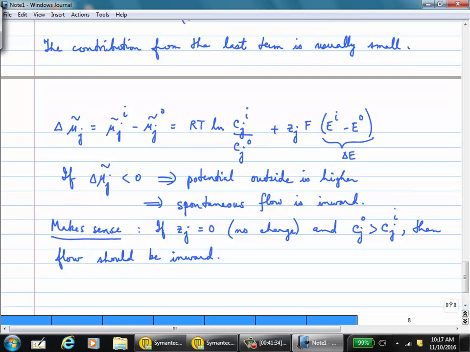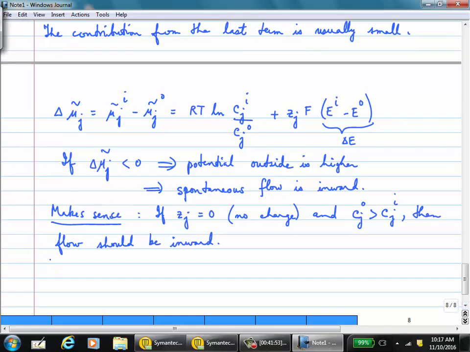Now suppose we actually have a charged molecule, and let's say the concentration outside is much higher than the concentration inside. But we don't want any flow to take place. How can we do that? We can do that by applying a voltage. So suppose we want no flow despite the concentration gradient.